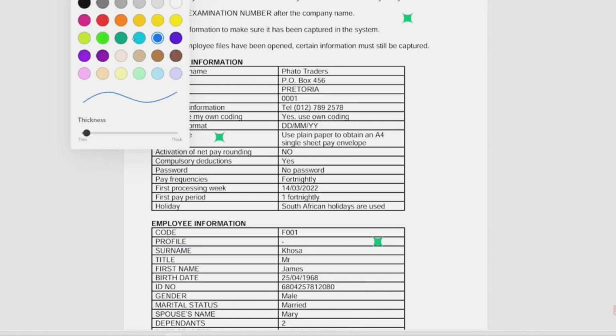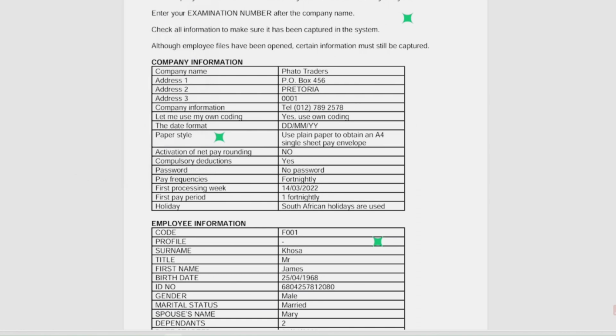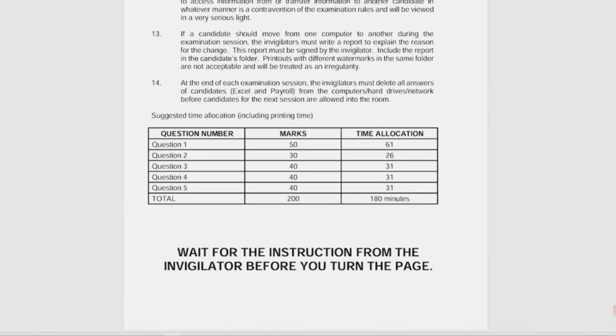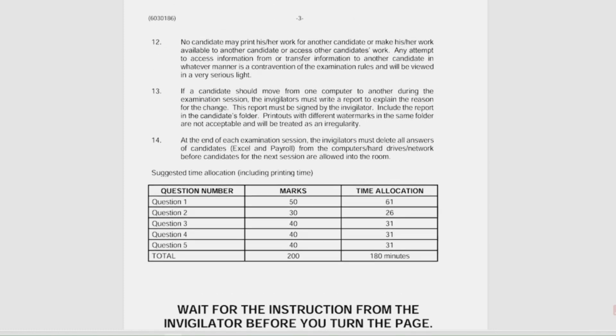Most of the time, you find that the students will print their payslip or any other report on Pastel, but it doesn't have their examination number. And they will tell you that, no, I've put my examination number. There's no way that is not appearing on the printouts. So I'll show you the way that you must do in order to make sure that your examination number appears in all the printouts. Because if that doesn't happen, there are marks that are going to be deducted.